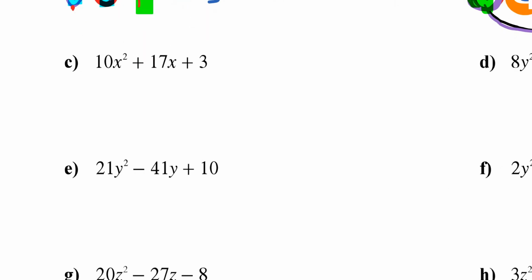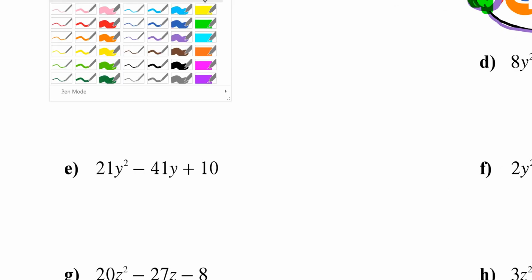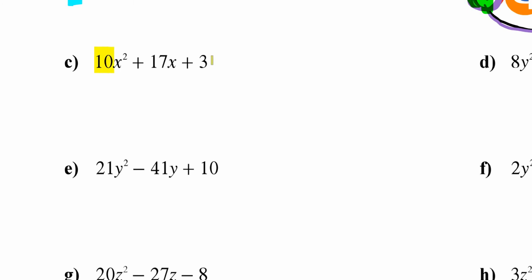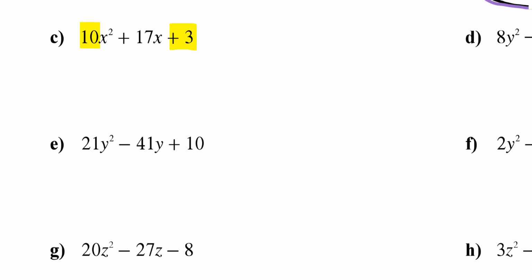For letter C, let's erase all this. Okay, so my leading coefficient is 10, and my last term here is a 3. So now I need 2 numbers that multiply to 10. I'm thinking of 2 and 5, and I also need 2 numbers that multiply to 3. So I'm thinking about 3 and 1.